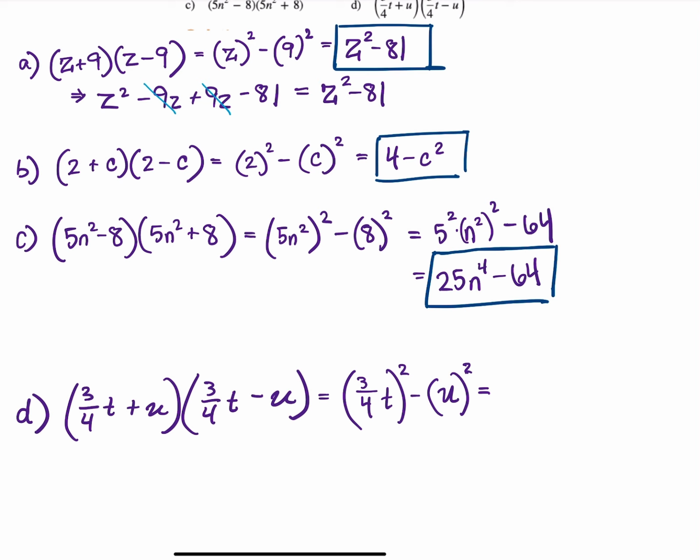So we'll apply the square to both of these terms. When we raise a fraction to a power, the power applies to the numerator and the denominator. You can imagine just multiplying that fraction by itself. So that should become 9 over 16. And then we will get t squared minus u squared. So the same pattern applies if we have a fraction. Just be careful with the rules of exponents.